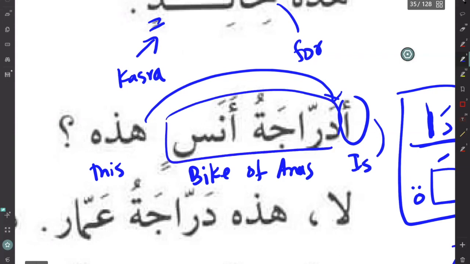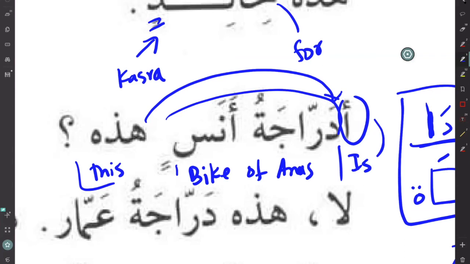But you know, for us, in the beginning, it's very difficult to do the translation. So first, what do you do? You have to trust that this book is not making mistakes, that the grammar is good. If you have this kind of trust, then first you just translate word for word. Now I have the ease, I have bike of Anas and I have this. Now let's work on your English grammar. Then see how to make it make sense in English.